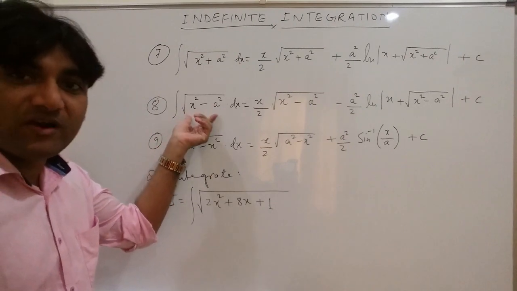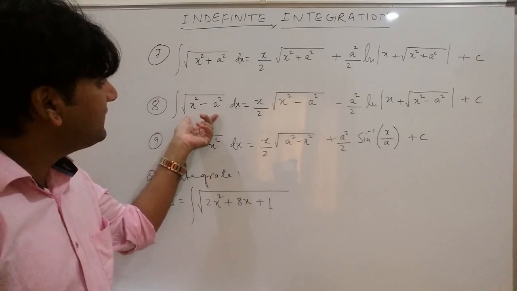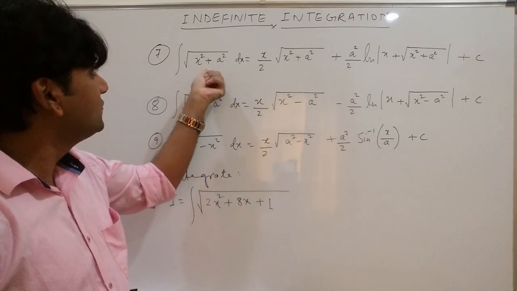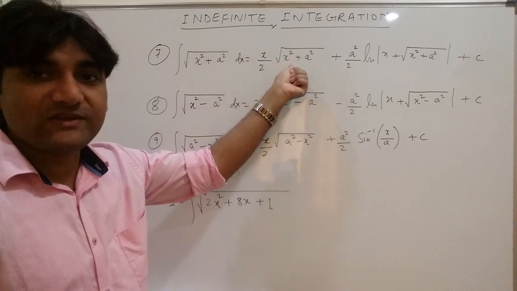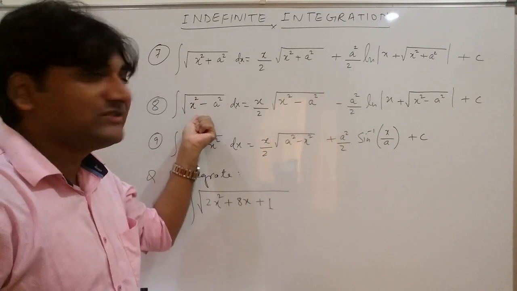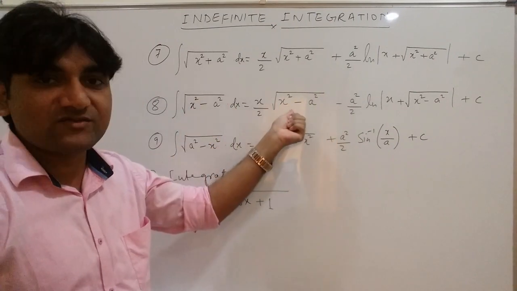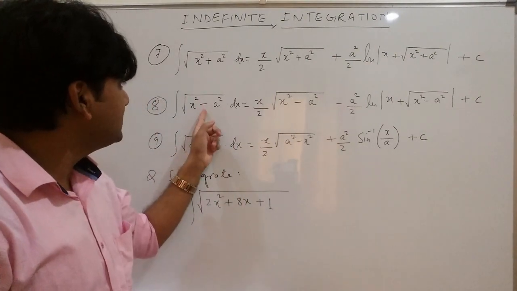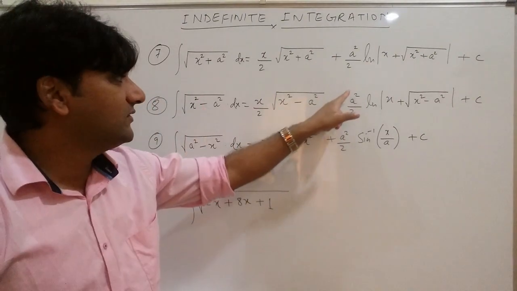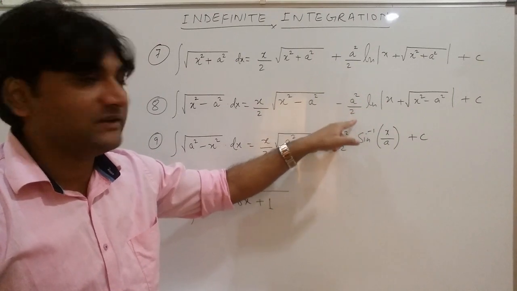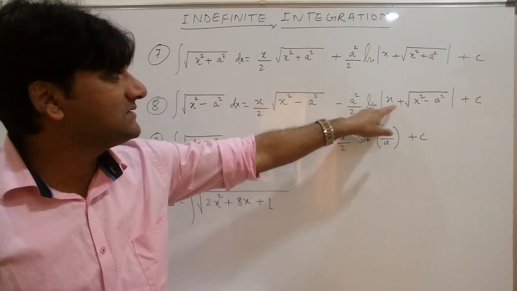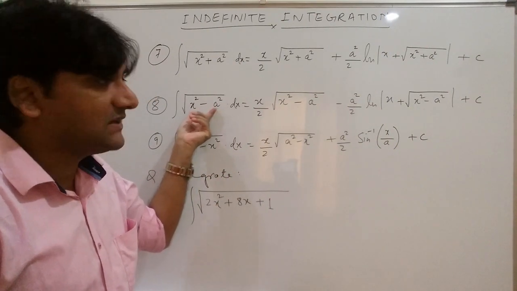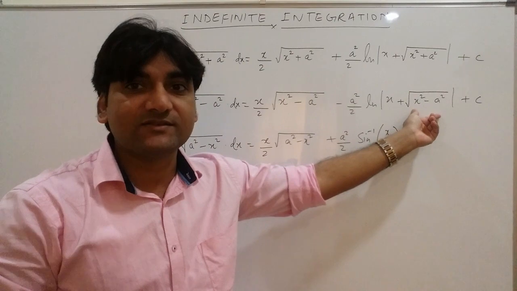When you have root x square minus a square, then formula is same, x over 2 here, x over 2 here. This is root x square plus a square, that's why this is root x square plus a square. This is root x square minus a square, this is root x square minus a square. But the important point is, this is minus, you have to keep minus over here. A square by 2 minus a square by 2 ln x plus and whatever it is. Right, now this is root x square minus a square, so here root x square minus a square.